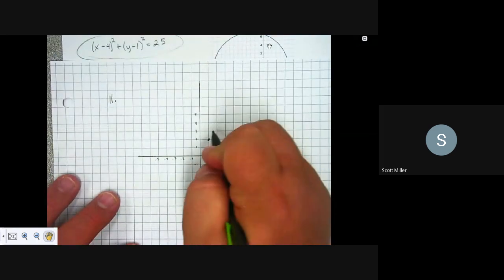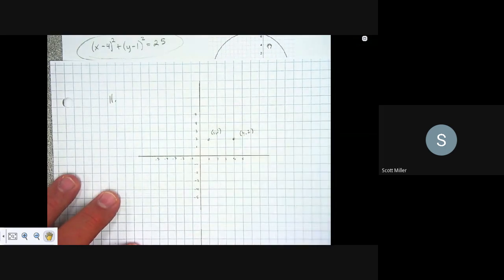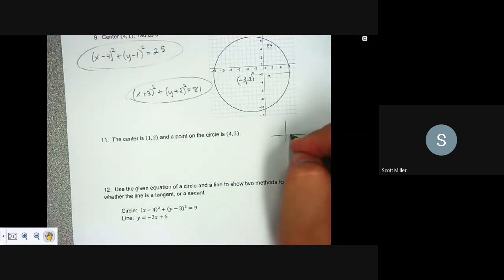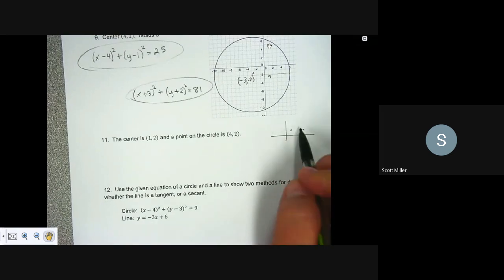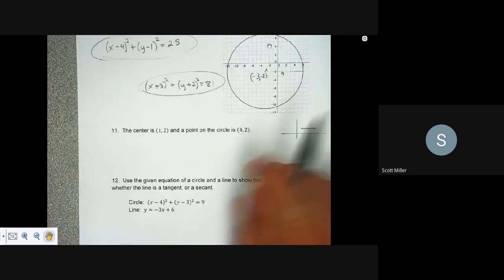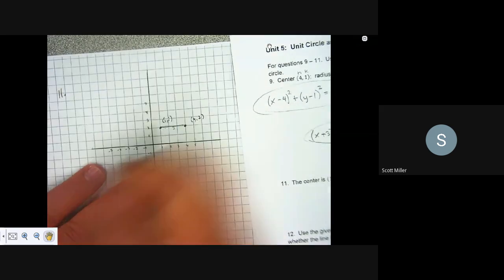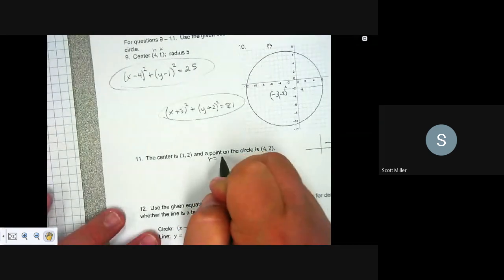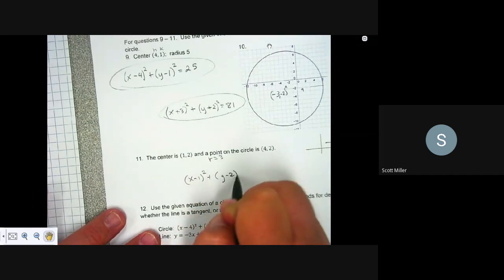So this point right here is the point 1, 2, and this is the point 4, 2. But I could have drawn it just like this. I would have gone right over here, 1, 2, 4, 2. See, I can see it there also because I just need that distance right there. And they're horizontal from each other, which means it's very easy to see the distance. It's going to be 1, 2, 3. So I have a radius that is 3. The center is at 1, 2. And so now I can see clearly what to plug in. x minus 1, y minus 2.